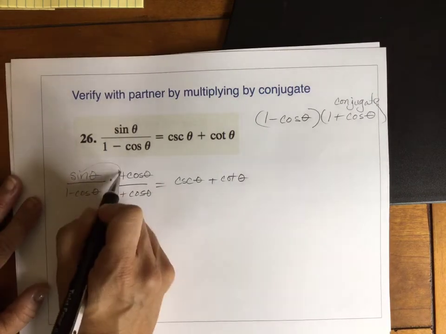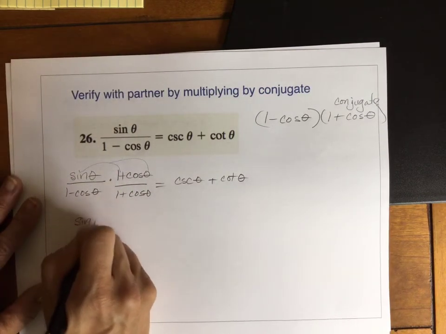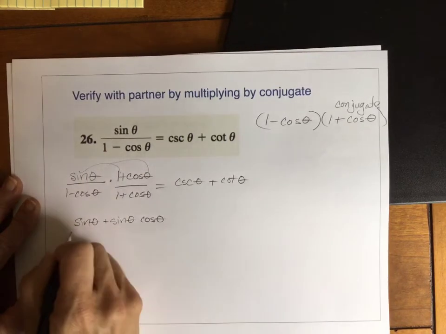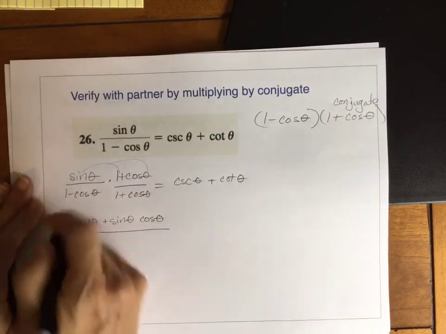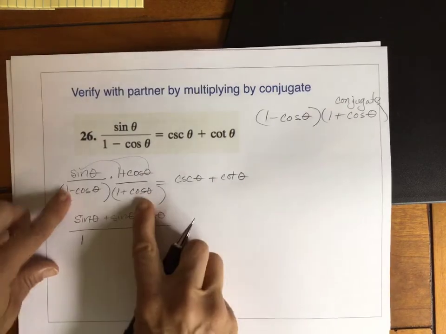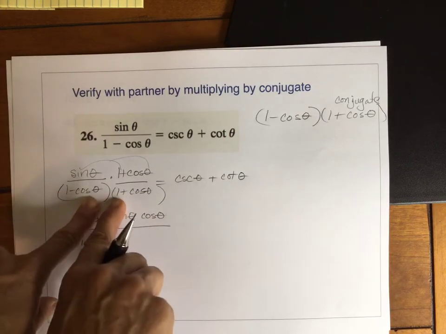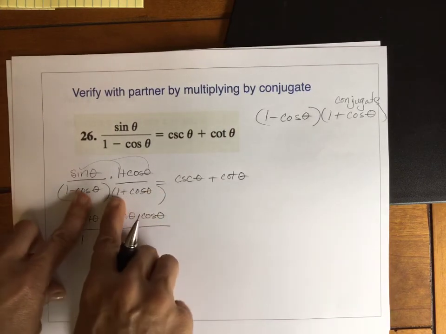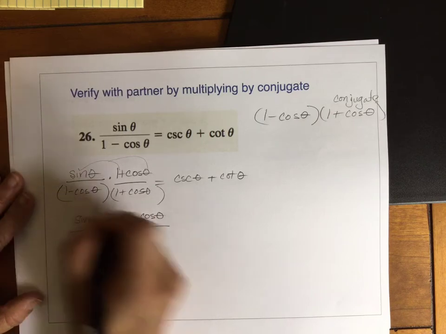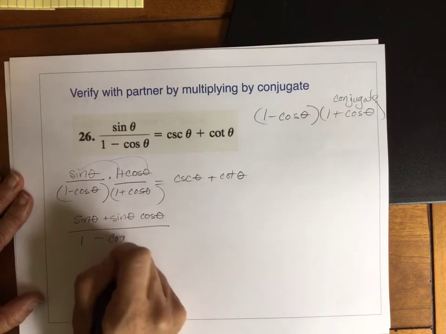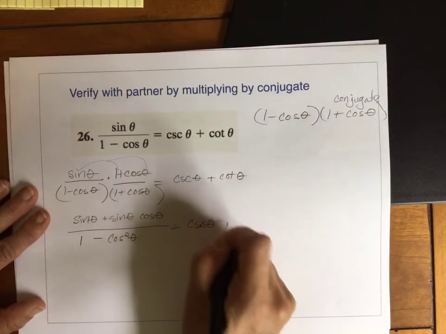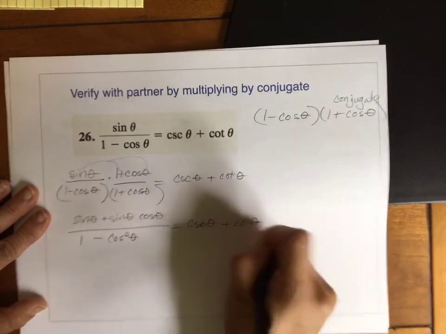So now I'm going to distribute sine to both of these. So I get sine theta plus sine theta cosine theta. And what happens when I multiply by the conjugate? If I distribute all my terms, 1 times 1 is just 1. But I'm going to get plus cosine minus cosine if I do the FOIL, outer and inner. Those are going to add to be 0. So then I'm going to skip that and have minus cosine times positive cosine is 1 minus cosine squared theta. And we want that to equal cosecant theta plus cotangent theta.